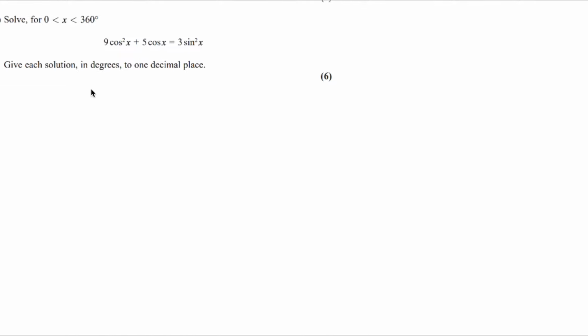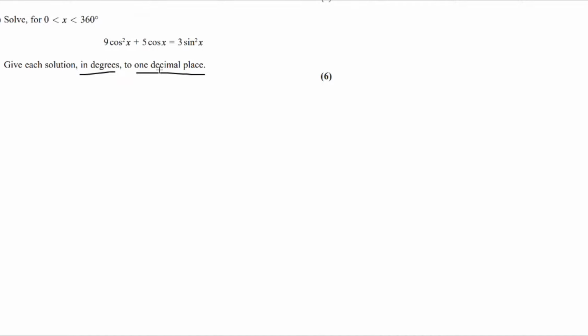Part 2 of question 5. Here they're asking us to solve for x between 0 and 360 degrees this equation, 9 cos squared x plus 5 cos x equals 3 sine squared x. Give each solution in degrees to 1 decimal place. Now, because in the first part we solved it in radians, we have to make sure that we switch back to degrees mode in our calculator.